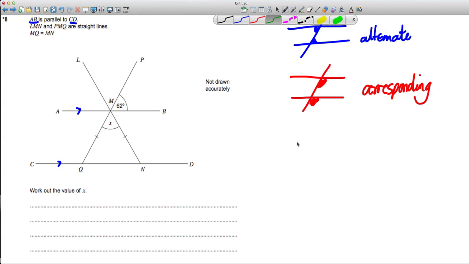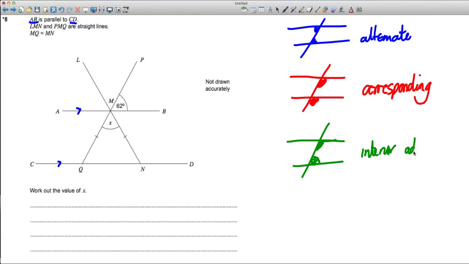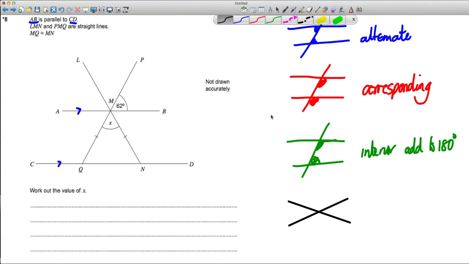We also know another one. We know that interior angles, that one and that one, add to 180. And the last one that sometimes goes on with these type of questions is opposite angles. We know that, let's say, that angle there and that angle there, opposite, are also equal. So one of these rules is going on here, one or many of them.